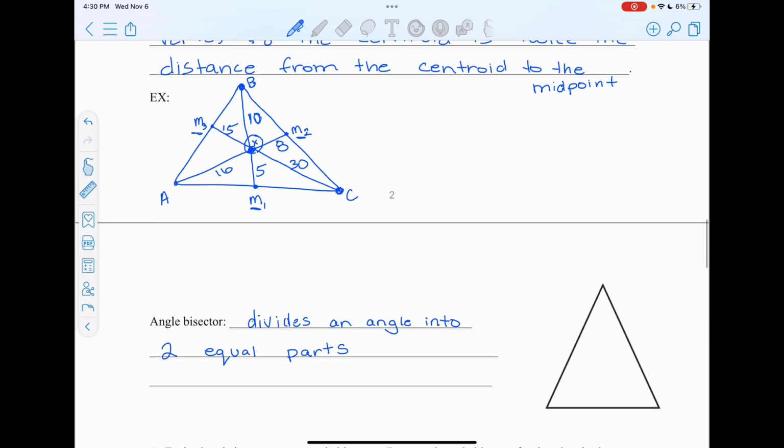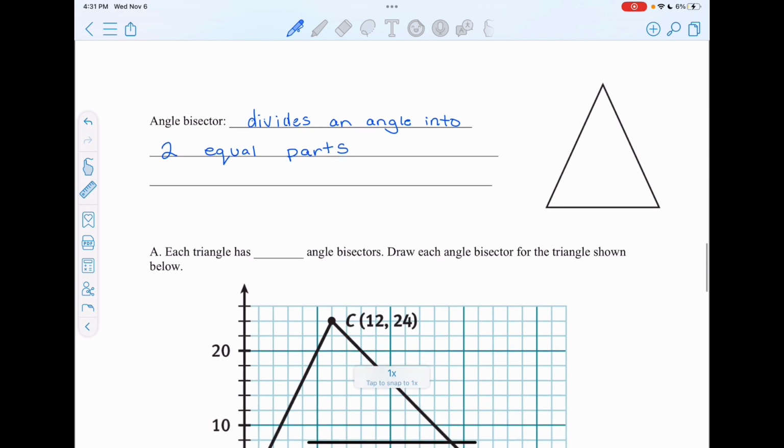And lastly, our last segment we are going to talk about in this video is an angle bisector. We know what an angle bisector is. It divides an angle into two equal parts. So if I was to draw an angle bisector for this angle on the left, I would draw a line that splits that angle in half and then reaches the other side. And I would do that for every single angle, splitting it directly in half until it reaches the other side. And every triangle has 3 angles, so every triangle has 3 angle bisectors.